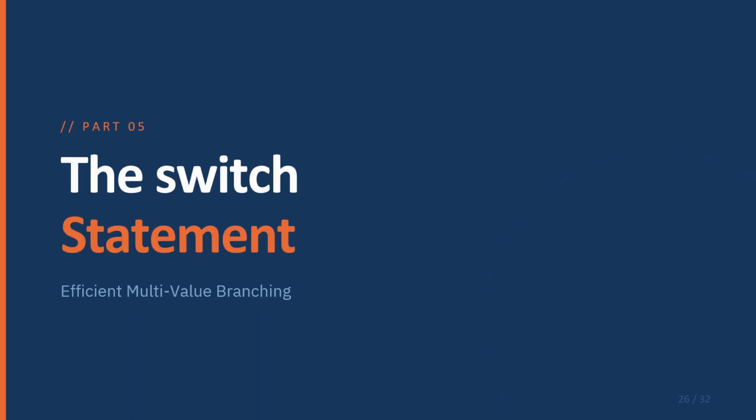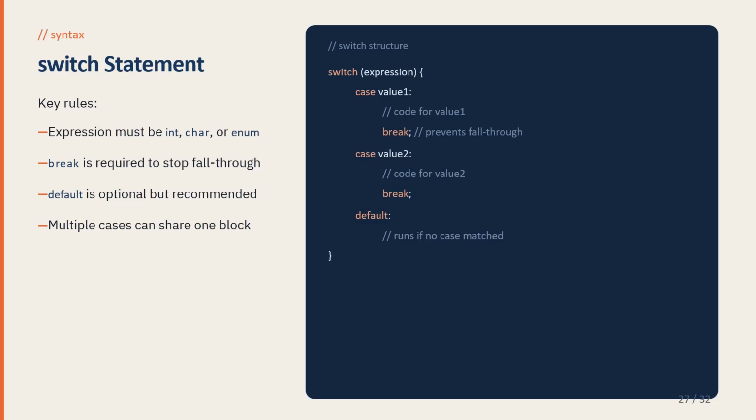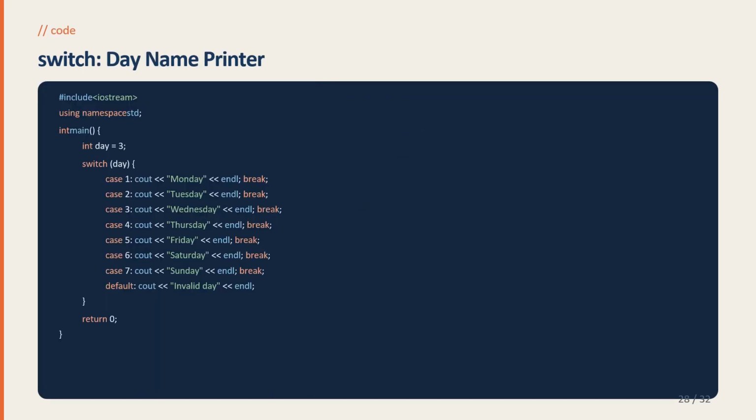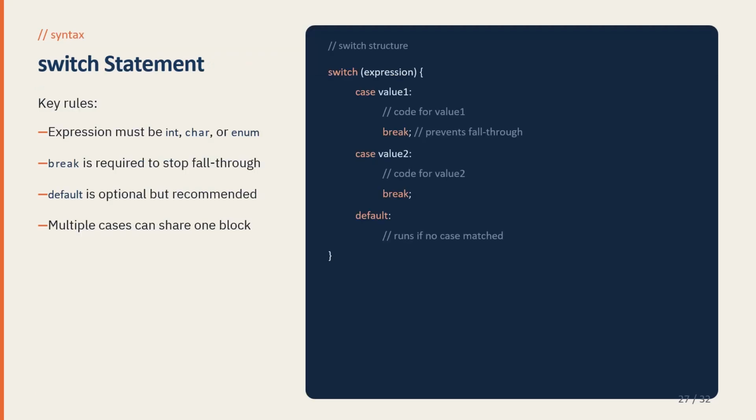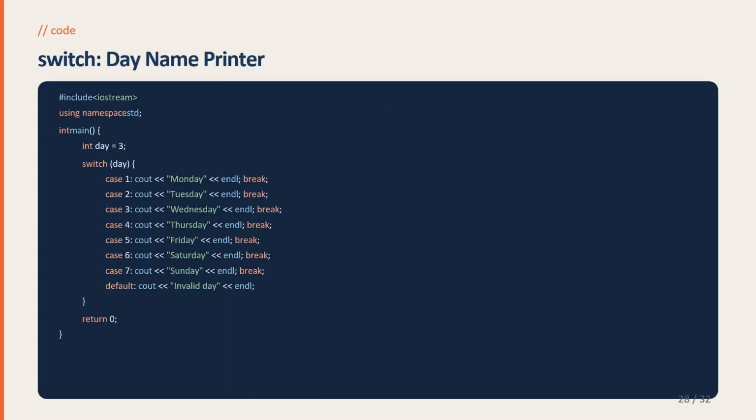Next comes the switch statement. The switch statement is useful when a single variable can have multiple fixed values. It provides a cleaner alternative to a long if else if ladder. Here is the syntax followed by an example. A day name example is given here. The cases start from 1 to 7, each case displaying a day of the week, and the default case handles an invalid day.